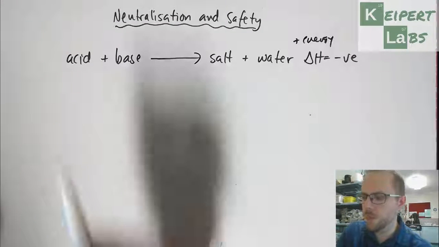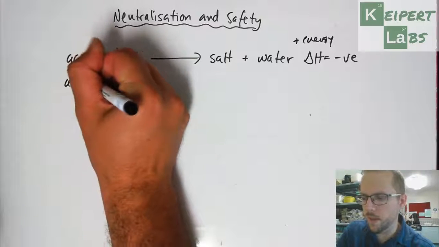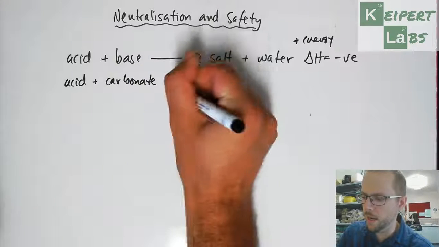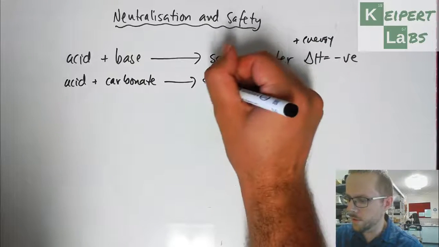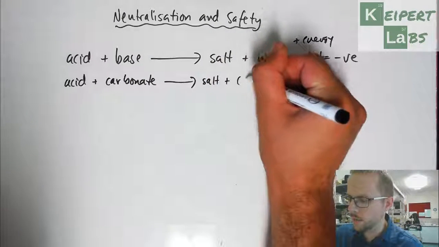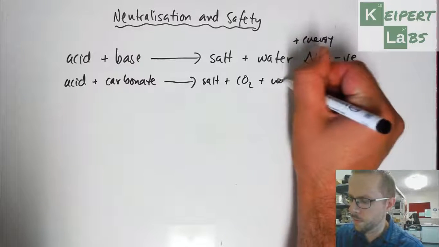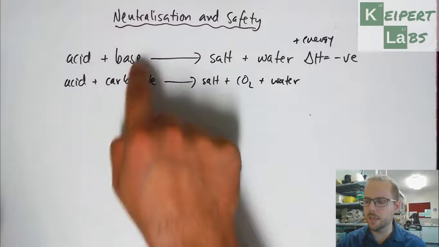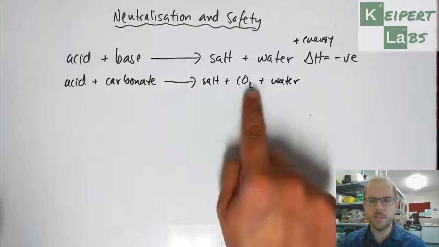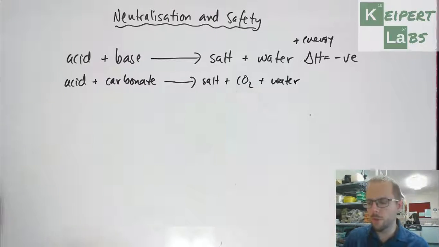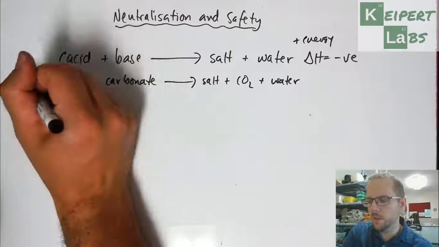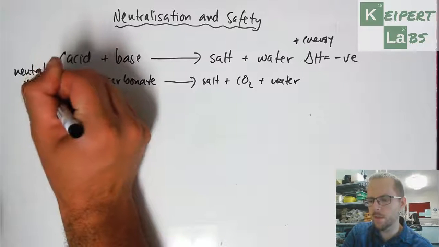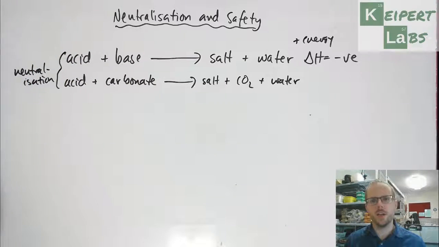We also have a slight variation on that which you might remember from in the past. Acid plus a carbonate gives a salt plus carbon dioxide plus water. So there's a slight variation on this, a particular type of base, but where in this case we're producing the additional product of CO2. Okay, so both of these are types of neutralisation reactions.